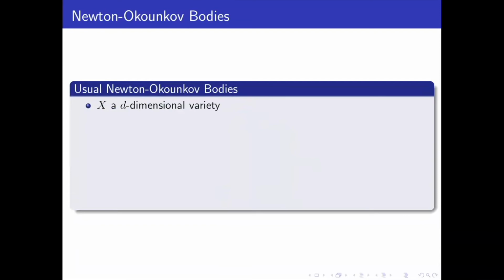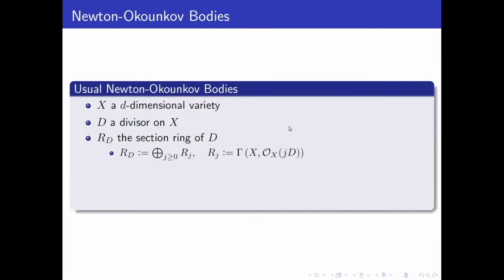So just a little reminder, if we have X a d-dimensional variety and D a divisor on X, let R sub D be the section ring of D. So R sub D is going to be a graded ring where the homogeneous component of level J, the jth homogeneous component, corresponds to the sections of O of X twisted by J times D. So we're allowing poles of order J along the divisor D that we've added.